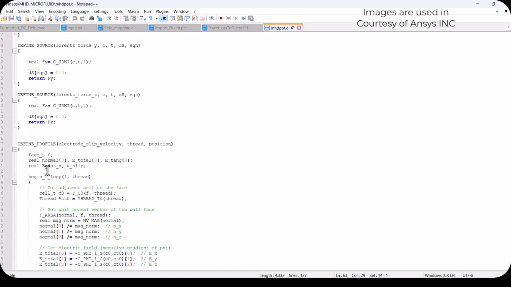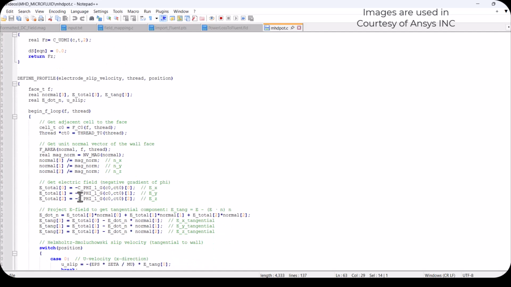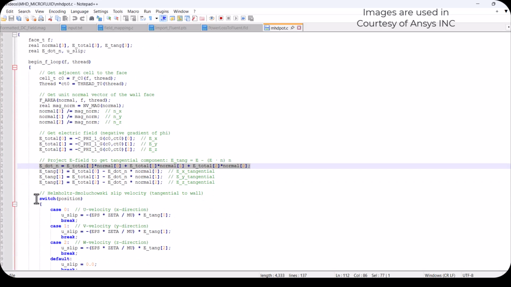The second concept is the electro-slip velocity. So that is already stated, the electro-osmosis effect. For that we need to calculate the tangential electric field. So for the tangential electric field, first I'm taking the dot product which gives the normal electric field. Then from the actual electric field, I'm subtracting the normal electric field which gives the tangential electric field. So this is the tangential electric field along the XYZ direction.